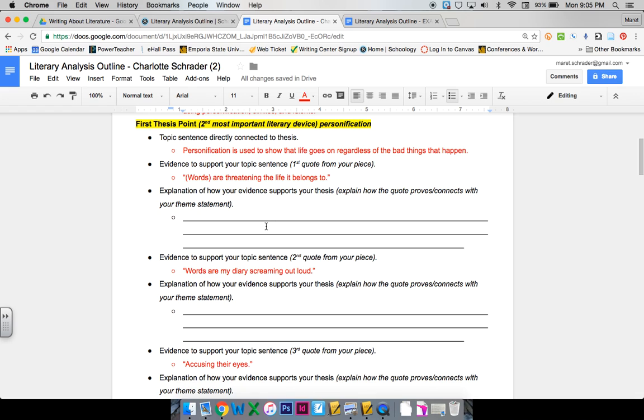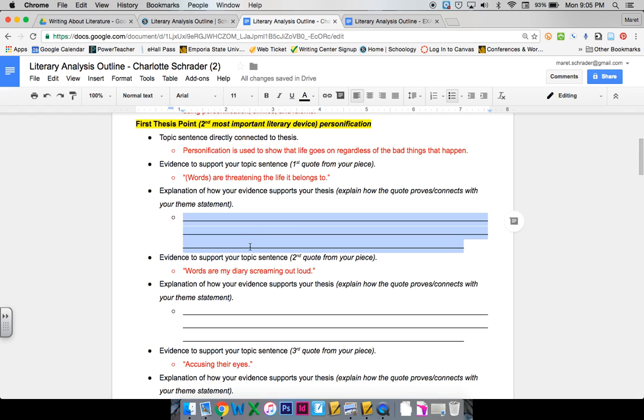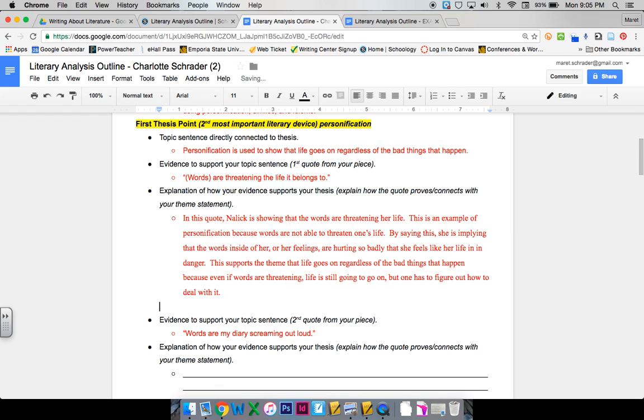For each of these, you are going to do two things. For each of these explanations, you're going to explain how the quote proves or connects with your theme statement. The first thing I want you to do is actually explain what your quote means. For time, I'm going to sneak over here to the one that I already did and just copy and paste this one quickly, because that's what I came up with.